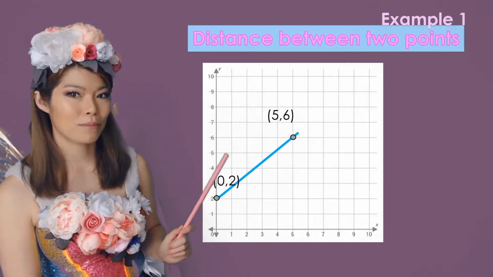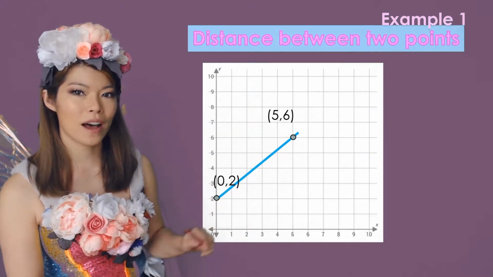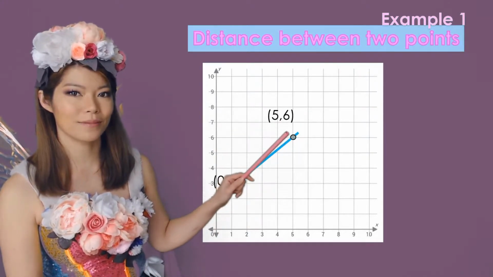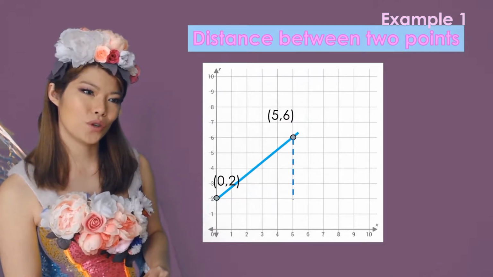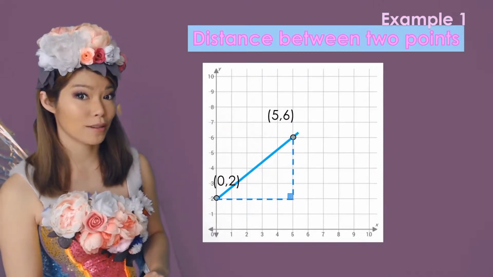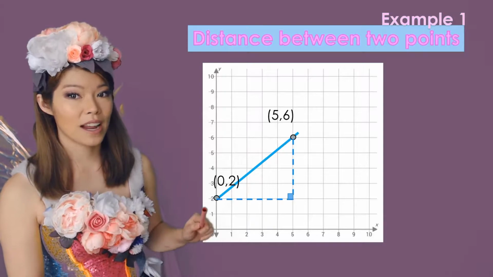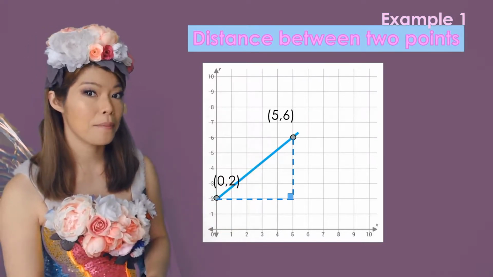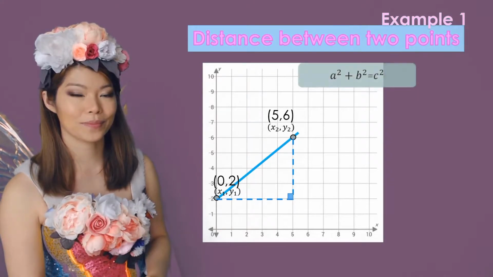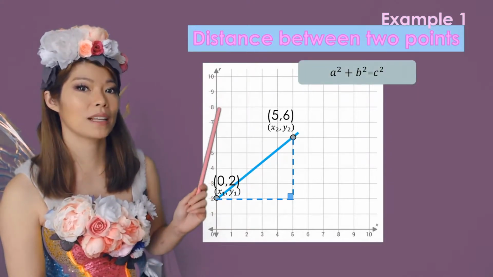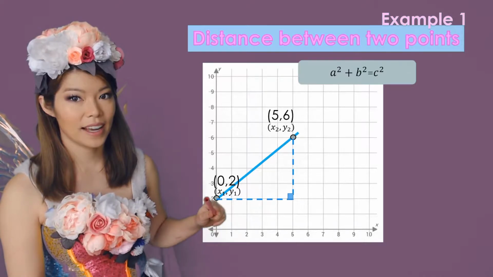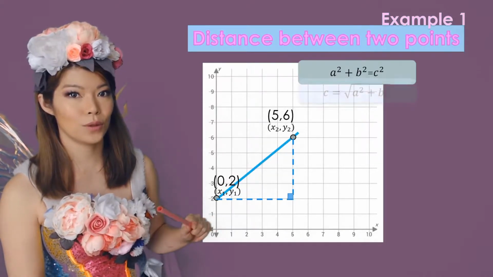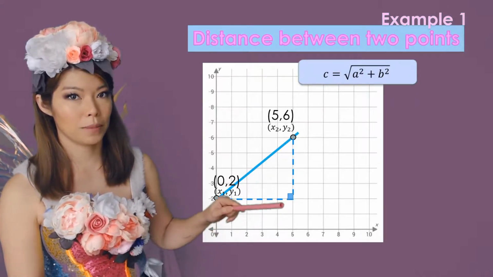Here we have an example with 2 points. How would we find the distance of this line? Now we notice that we could draw a right angle triangle. And if we have the right angle triangle sides, we could find this length by using Pythagoras. Or in other words, a squared plus b squared equals c squared. And our distance, c, would be the square root of a squared plus b squared.